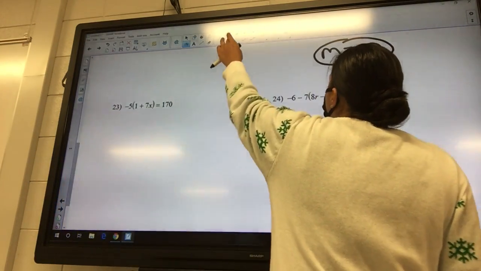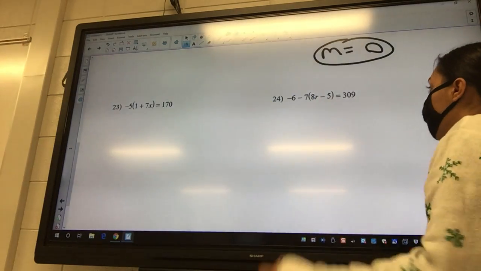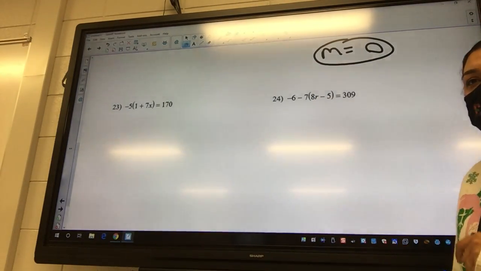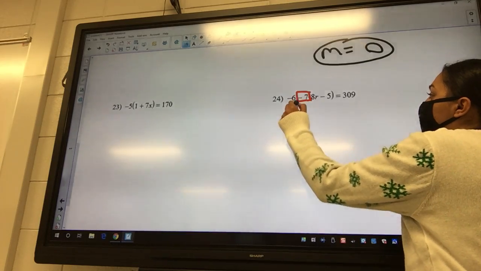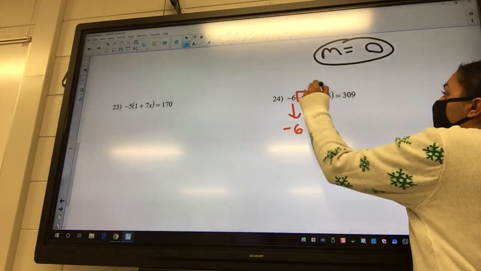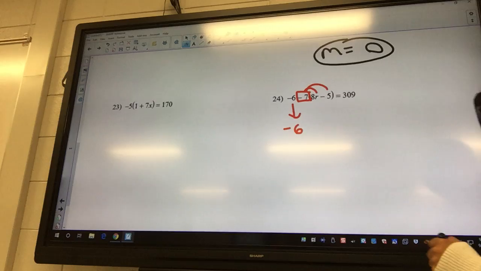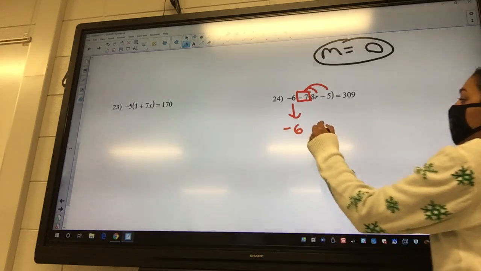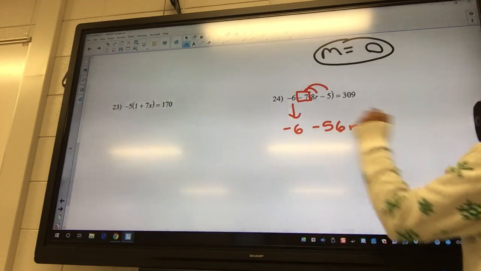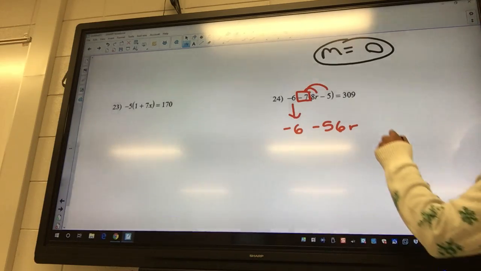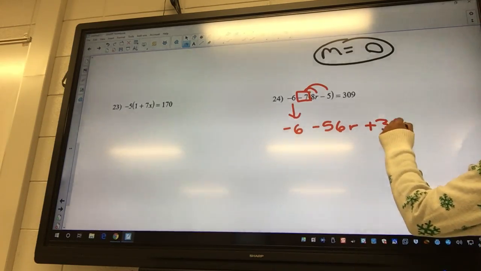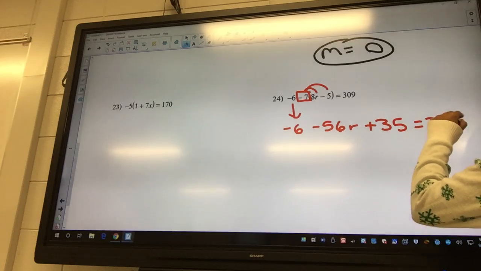23 or 24? Okay, what's our first step? Distribute. Okay, and what are we distributing? The negative 7. So we're going to go ahead and drop this negative 6 down. And we're distributing it. So negative 7 times 8? Negative 56r. Negative 7 times negative 5? Positive 35. Positive 35 equals 309.